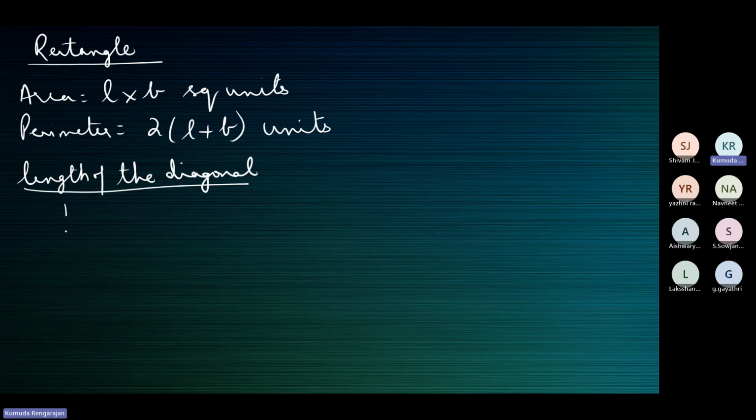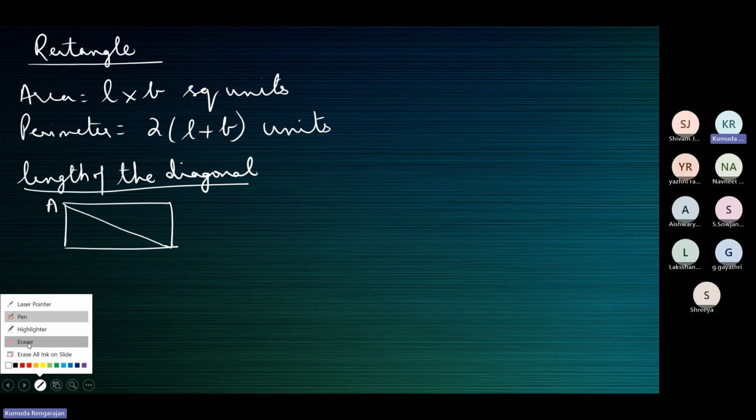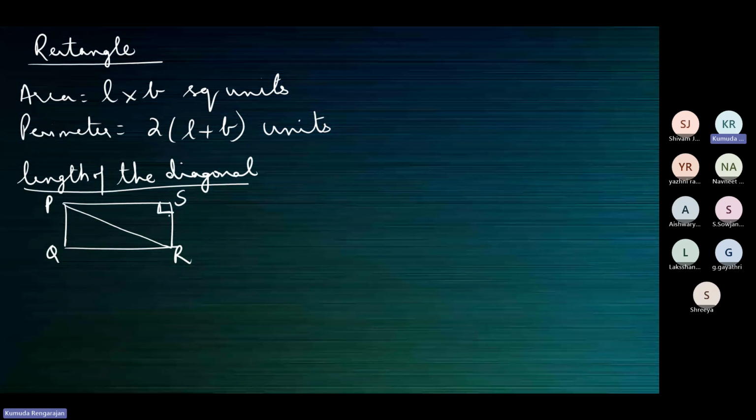Length of the diagonal. Rectangle. Let's take one of its diagonals. Let's name the rectangle PQRS. You can take any triangle. Let me take this triangle. This corner is a right angle. So let me take the right triangle PSR.